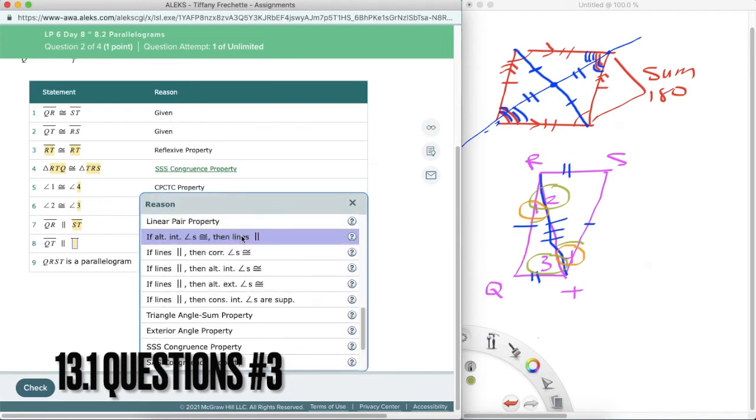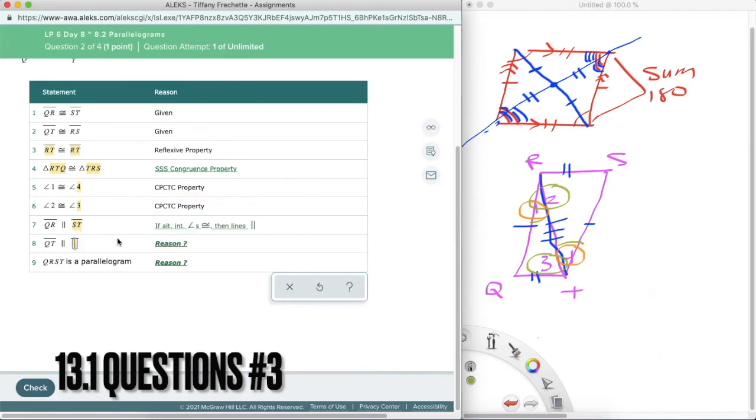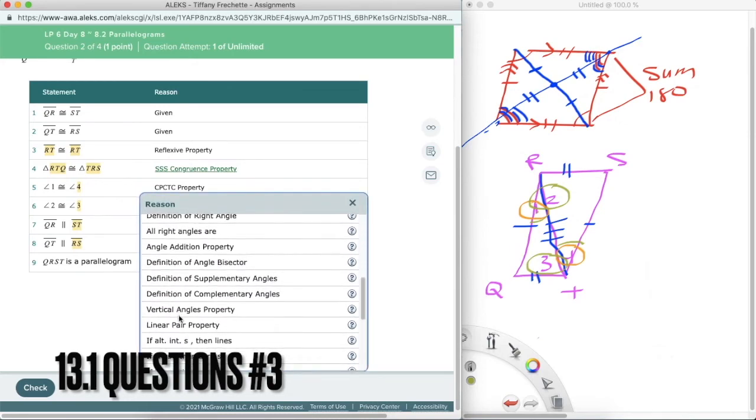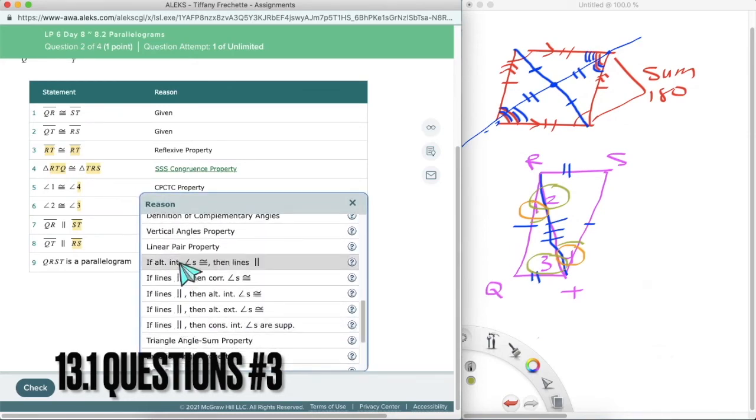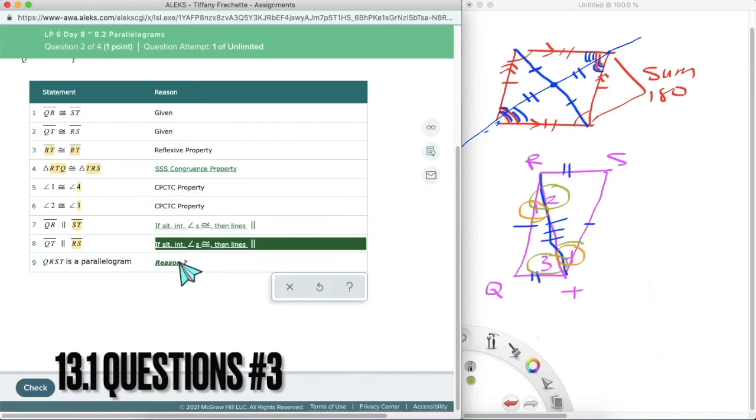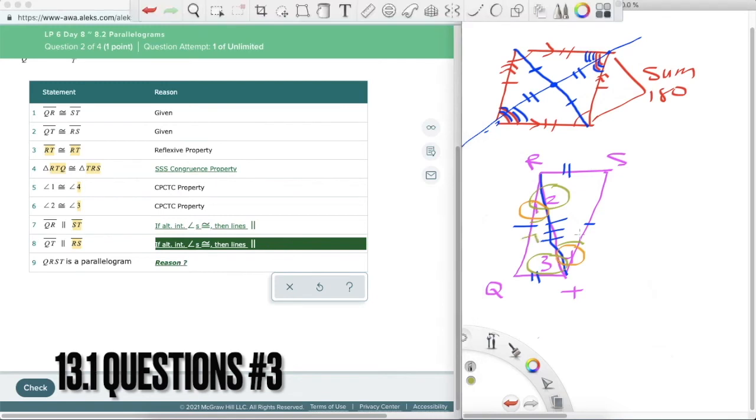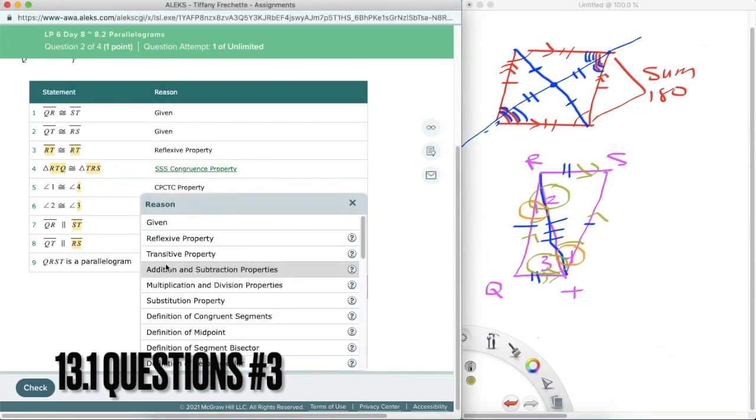So we're going to do the same thing for the bottom and the top. So it's going to be RS. And it's still the same reason there. This guy, yep. Alternate interior angles are congruent, then the lines are parallel. So we just proved that the opposite sides were parallel. And that's the basic definition of a parallelogram. As long as both pairs of opposite sides are parallel, then it is a parallelogram. And that's the reason we're going to go through and look at definition of a parallelogram, I believe.